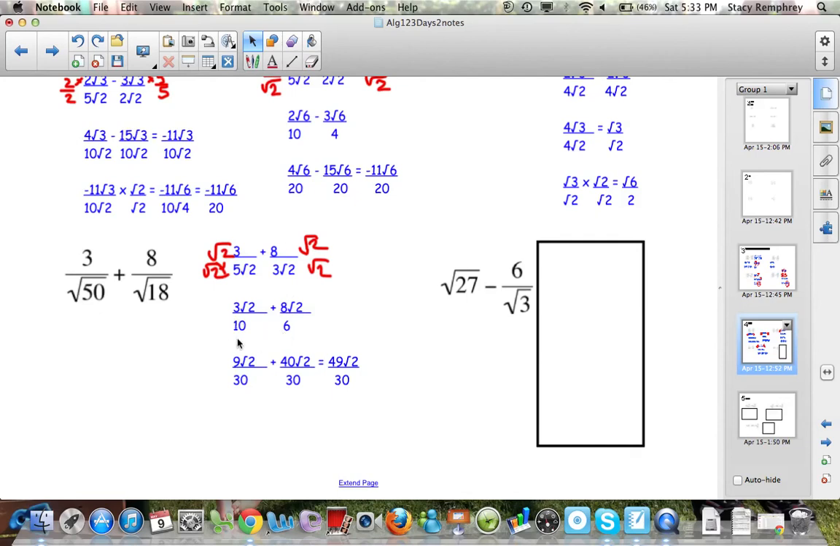So now that I have whole numbers, I said, oh, I need a common denominator, so I multiplied this one by 3 over 3, this one by 5 over 5. I added the numerators and kept the denominator.